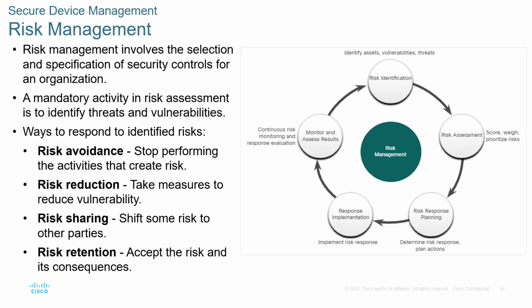Risk avoidance is basically we stop performing activities that allow for risk. Risk reduction is ways to reduce our risk. Risk sharing or risk mitigation is where we can shift some of the risk to third parties. Insurance is a great way to talk about risk sharing. And then risk retention, and that's going to be our risk acceptance. That's where we accept the risk and the consequences. Even though the name likes to change, in reality, this is our risk acceptance portion.